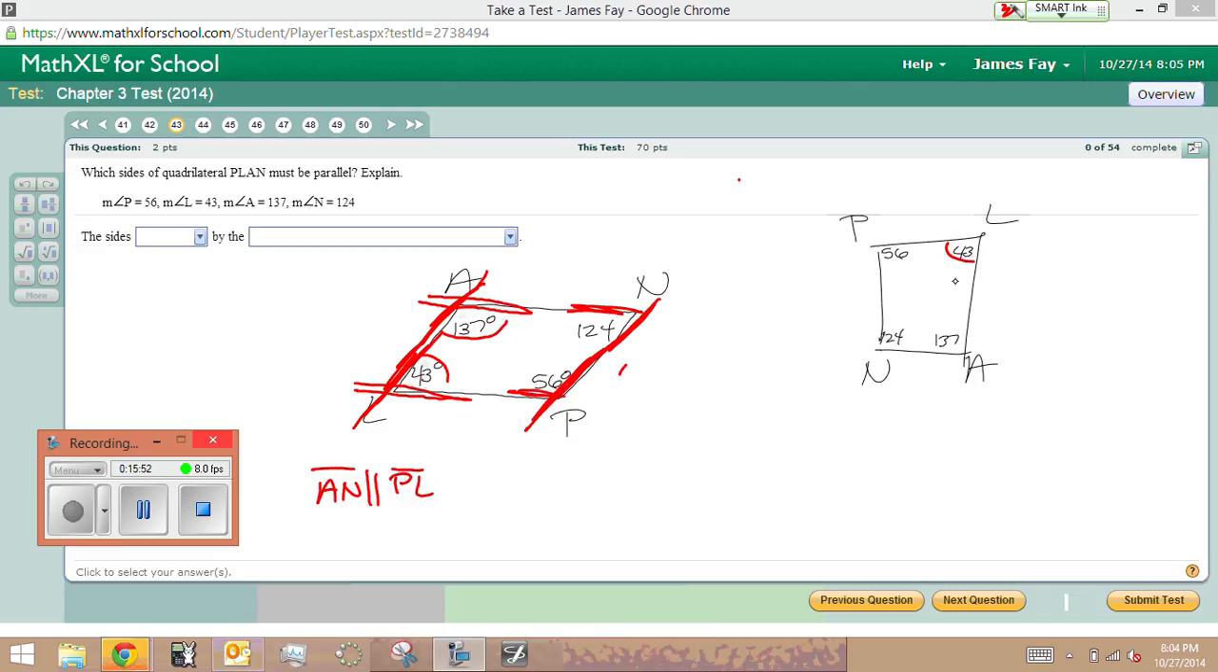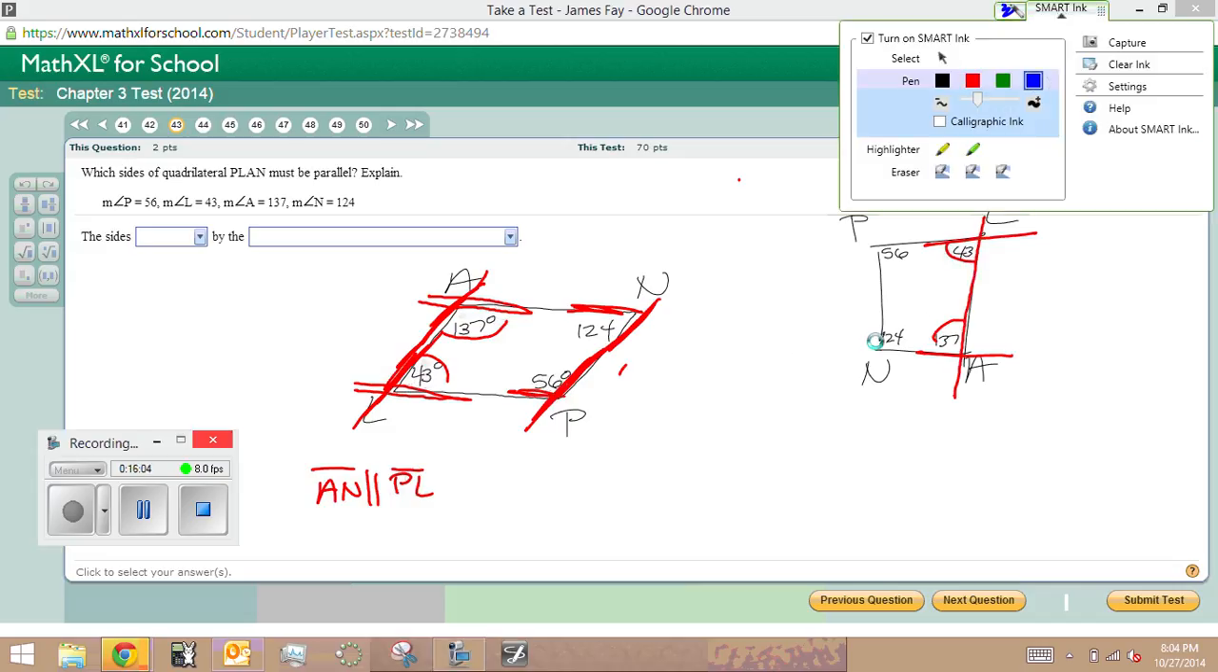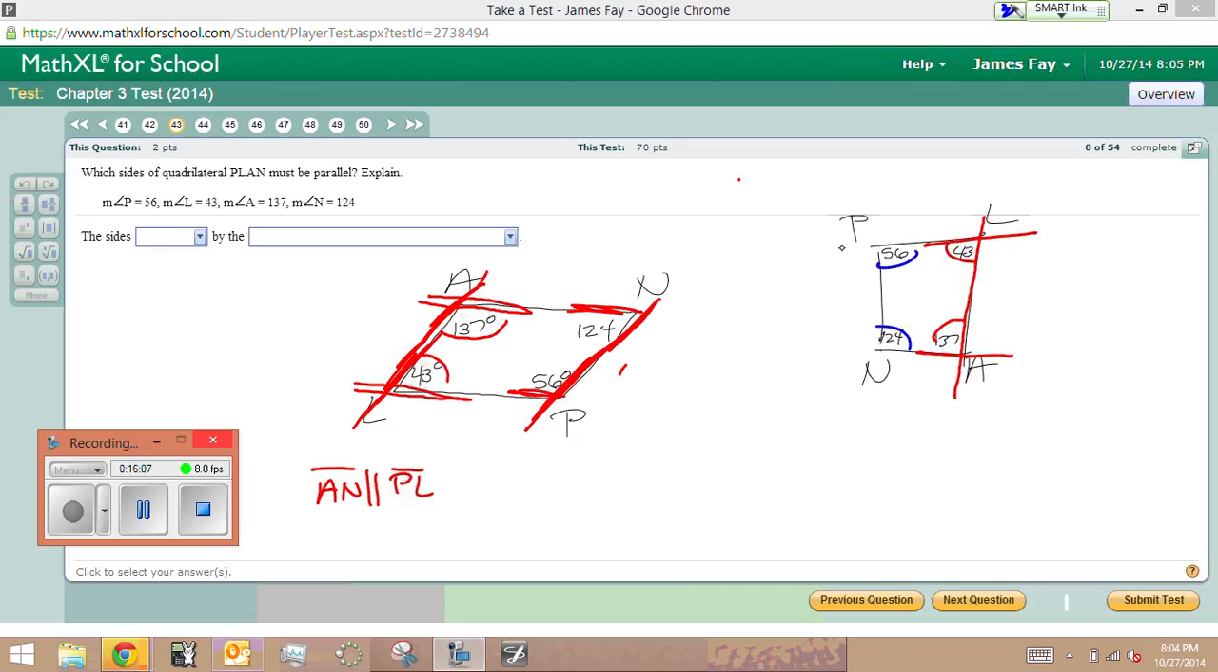Okay, over here again, that angle and that angle are same side interior, so that line and that line are parallel cut by that transversal, and then likewise this angle and that angle are same side interior, so that line again and that line are parallel cut by that transversal. So either way, again, I'm sorry, not AL, AN, this line here, the bottom line, is parallel to the top line. Okay, and the LA is a transversal and PN is a transversal.